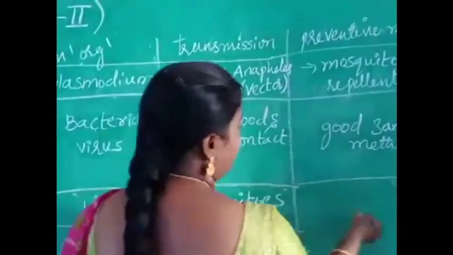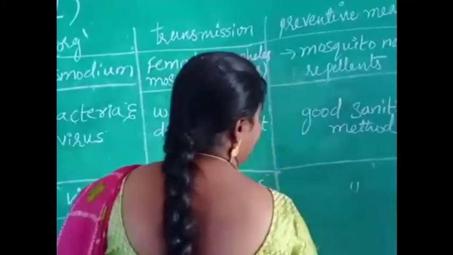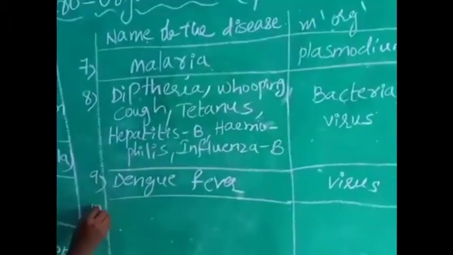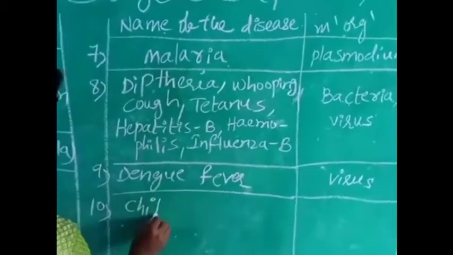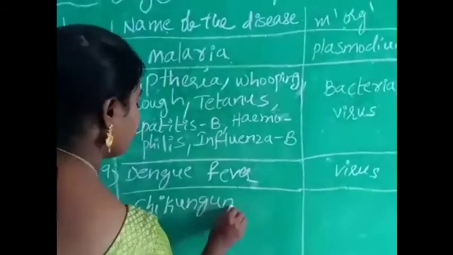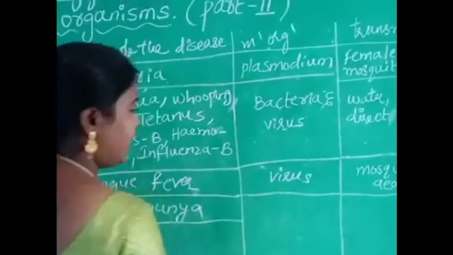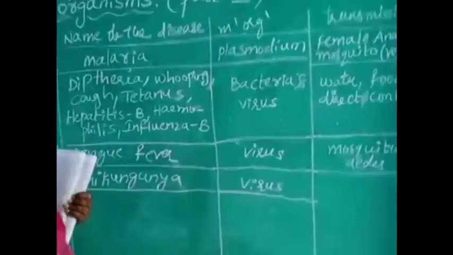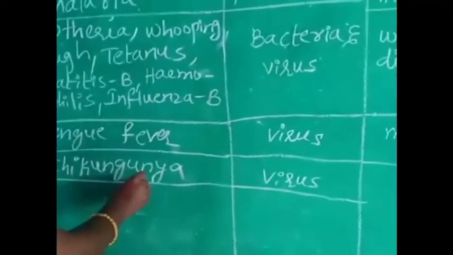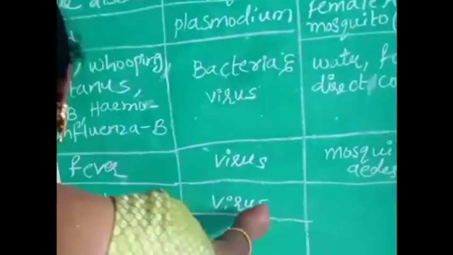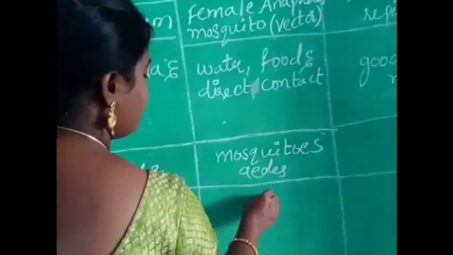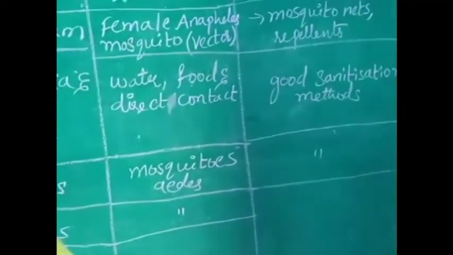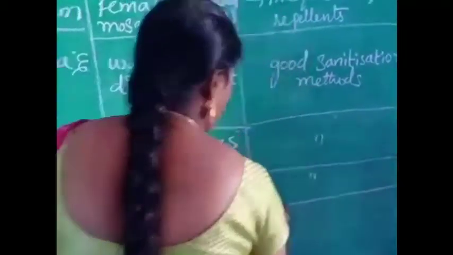Okay, so how can we control this disease? By taking good sanitization methods. Okay, next is chikungunya. Chikungunya is also a type of disease which is caused by a virus. It is also transmitted through mosquitoes, Aedes. How can we control it? By taking good sanitization methods.